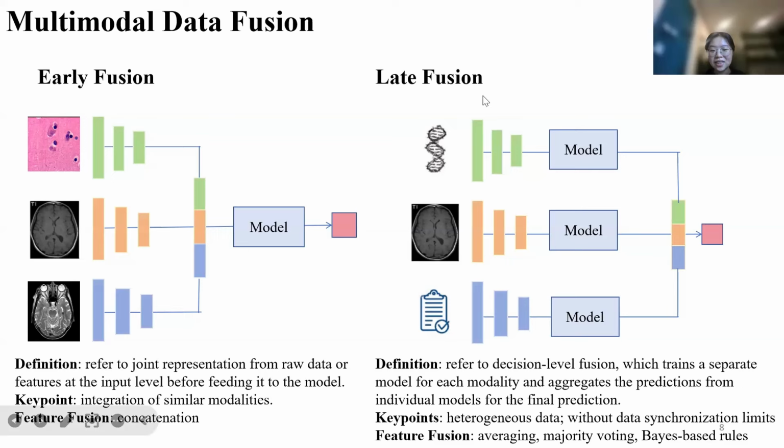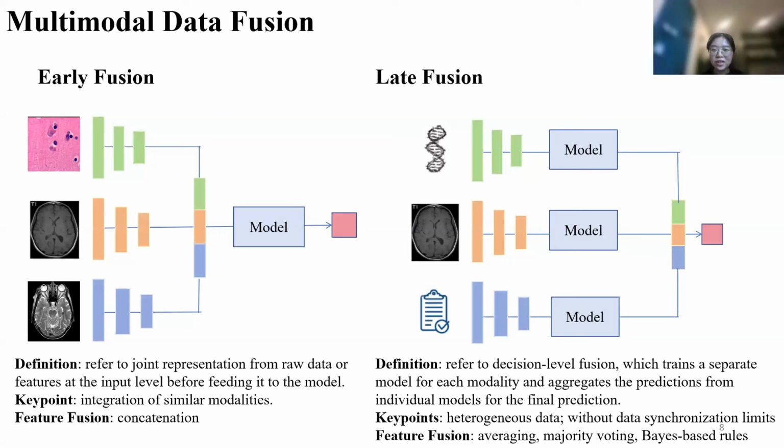And another choice is late fusion. So late fusion refers to decision level fusion, which trains a separate model for each modality and aggregates the prediction from individual models for the final prediction. So what does it mean? Here I give another example. This is the genetic data, this is the medical imaging, and this is the tabular data. So we extract the features and give a prediction based on this model for genetic data. And we use another model to extract the features and give a prediction for the medical imaging data. And then we give the third model to extract the features and to give a prediction. Finally, we could fuse the prediction results based on, for example, majority voting or averaging to get the final output. So this is another way to fuse the features.